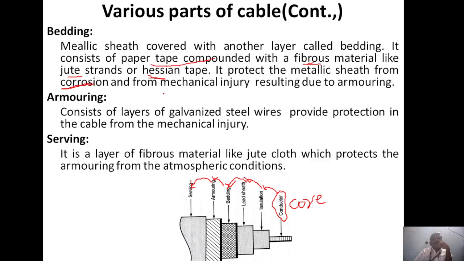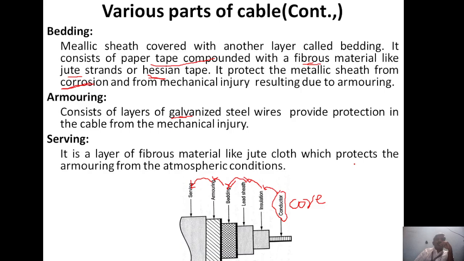After bedding, another layer is called armoring. The armoring layers are galvanized steel wires. Its main property is that it gives mechanical strength. Suppose anybody unknowingly damages the cable, it will support the cable. High mechanical strength is given by the steel wires. And the last one is the serving. It is a fibrous material like jute or cloth, the outer cover, mostly black in color. It protects the entire cable from atmospheric conditions.